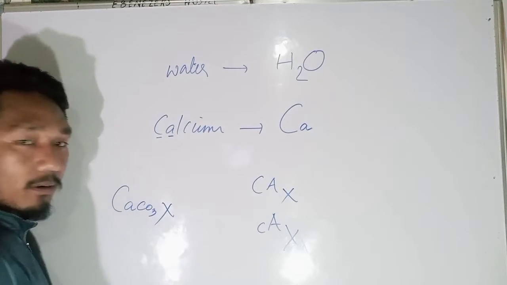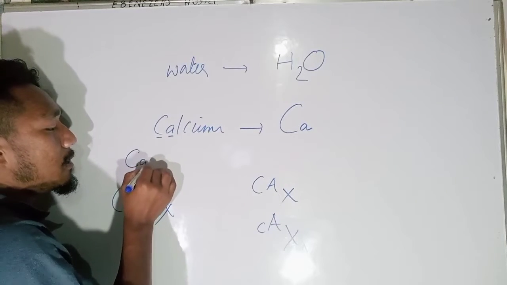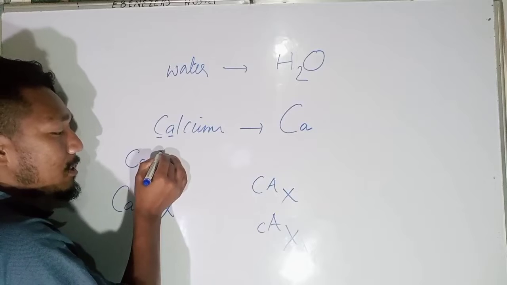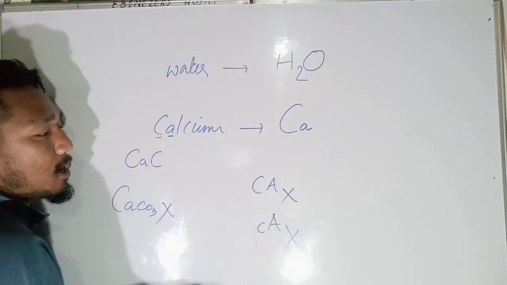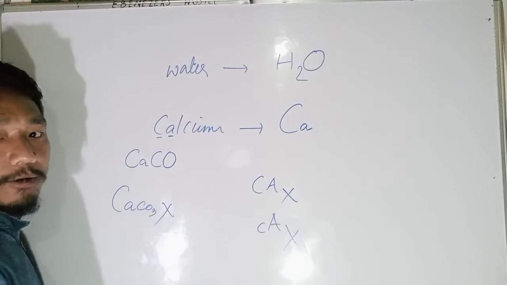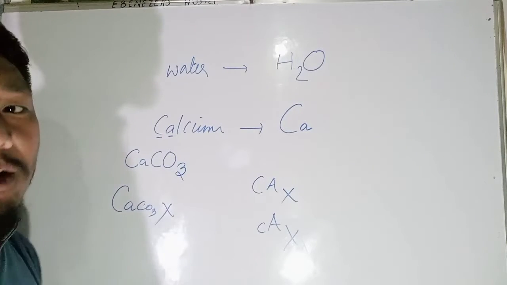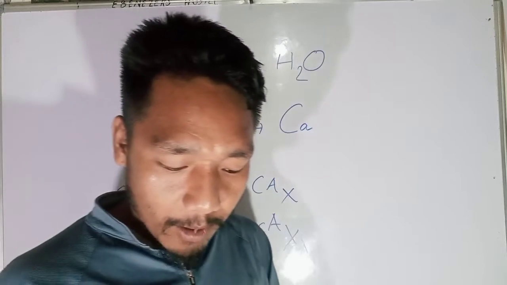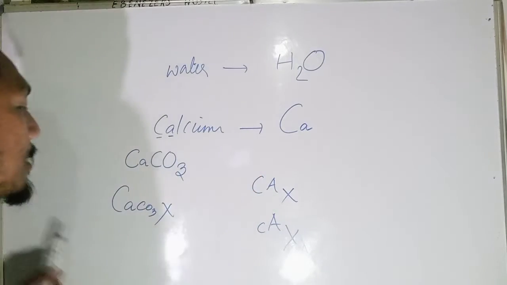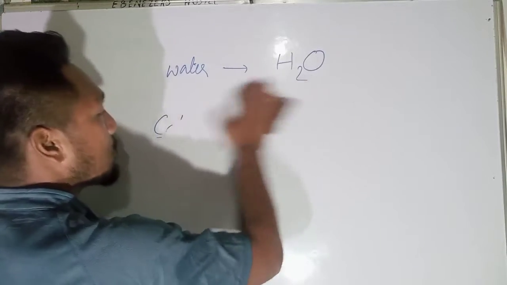When you talk about calcium carbonate, what you have to write is: calcium is an element, Ca. Carbon is an element, that means C should be capital. Oxygen is an element, that means O should also be a capital letter, that means CaCO3. This is how we have to write. So from now on you are familiar with how to write chemical formulas and how to give the symbols of all those elements.